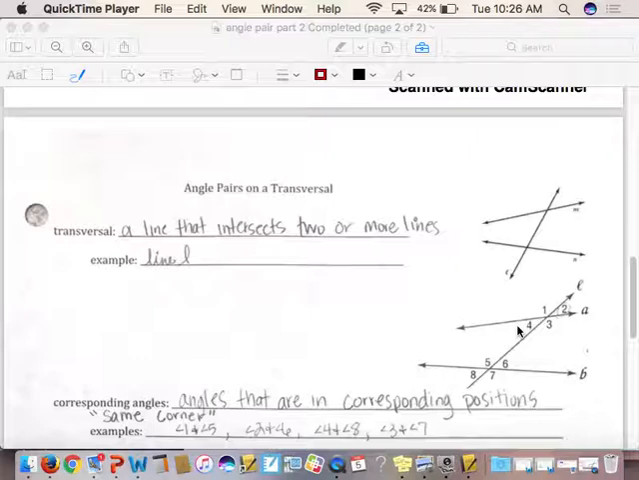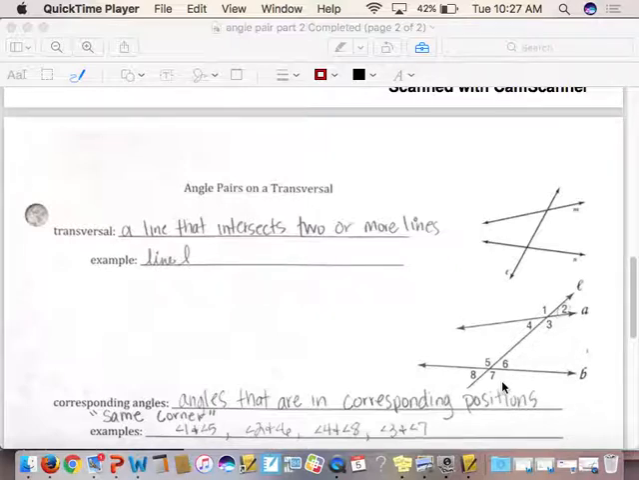Now, I have some little tips for you to remember and recognize all of these angle pair names. So please go ahead and write this down as well. Corresponding angles, I'd like you to notice that they are in the same corner. Corresponding corner. See if you can relate those two things together to help you recognize them. Okay? So I have 4 pair of corresponding angles in this diagram. So 1 and 5, 4 and 8, 2 and 6, 3 and 7.